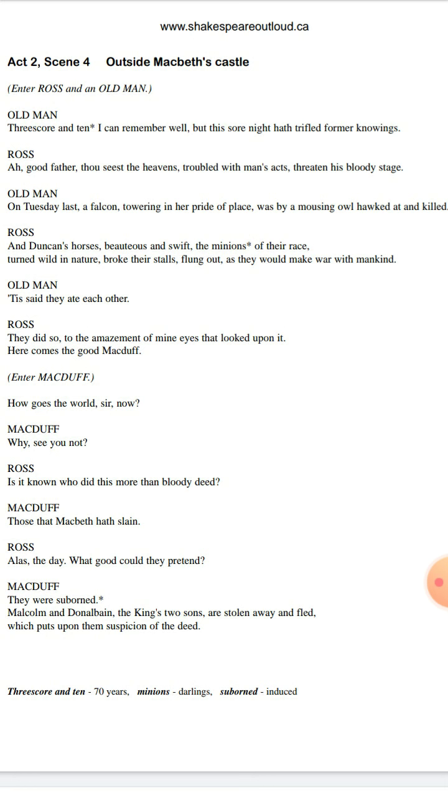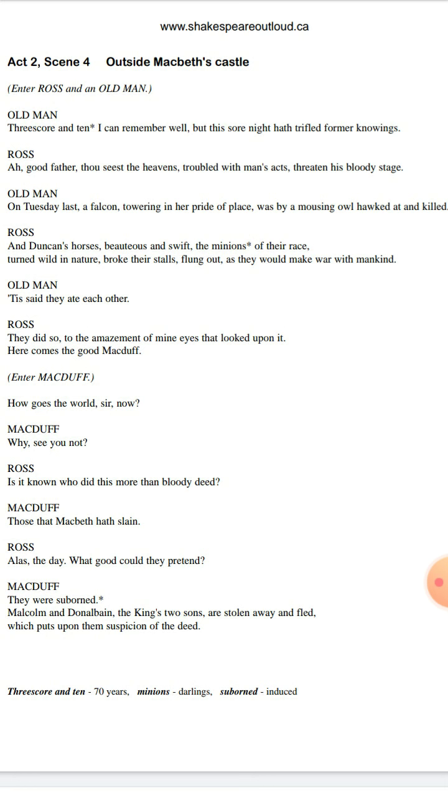Old man: It is unnatural, even like the deed that's done. And the old man says that it is unnatural like the deed. Deed is here referred to the murder of King Duncan. So it is unnatural like the murder that has been done last night.